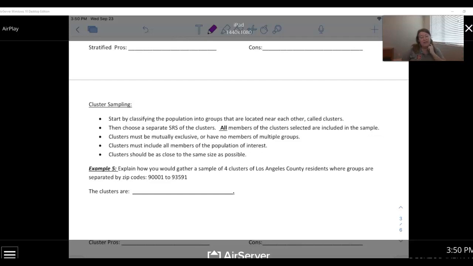Where I might say, you know, I can't sample everybody in California, but I could take a few samples or a couple scoops from random zip codes, and then I could figure out those and say that those are representative.